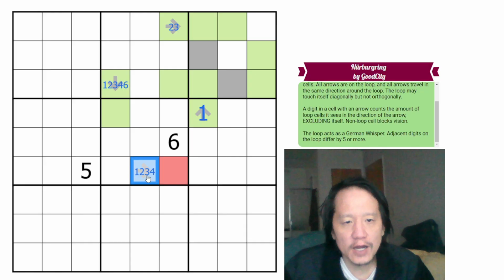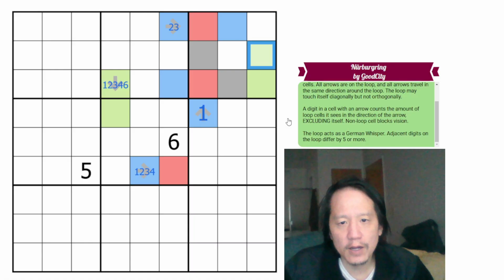Therefore, we know this is high, this is low, this has to be low. Therefore, this is high, and this is low. This has to be low, which makes this high, which means this is low, which means whichever one of these has to be high, which means this is low, which means this is high.